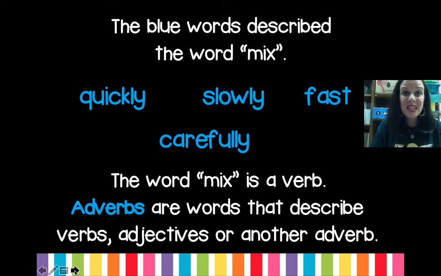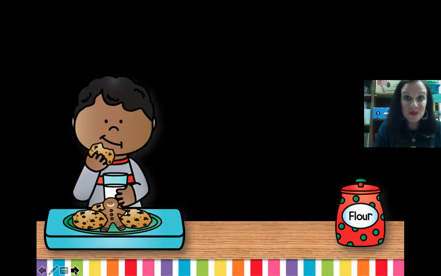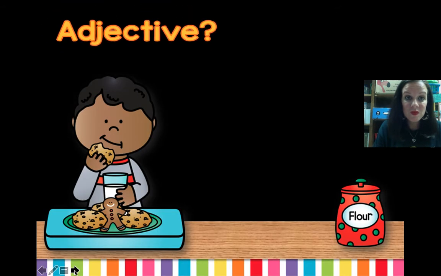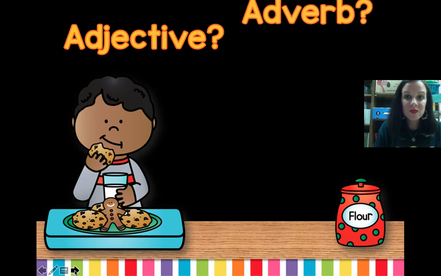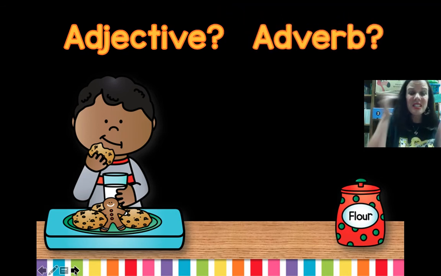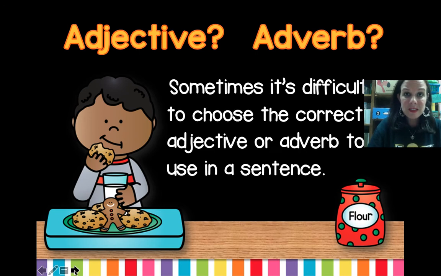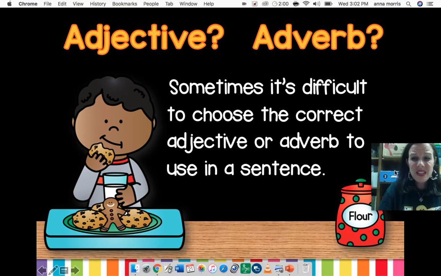The word mix is a verb. A verb is an action word. Adverbs are words that describe verbs, adjectives, or another adverb. So, how do we know the difference between an adjective or an adverb? Well, sometimes it's difficult to choose the correct adjective or adverb in a sentence.